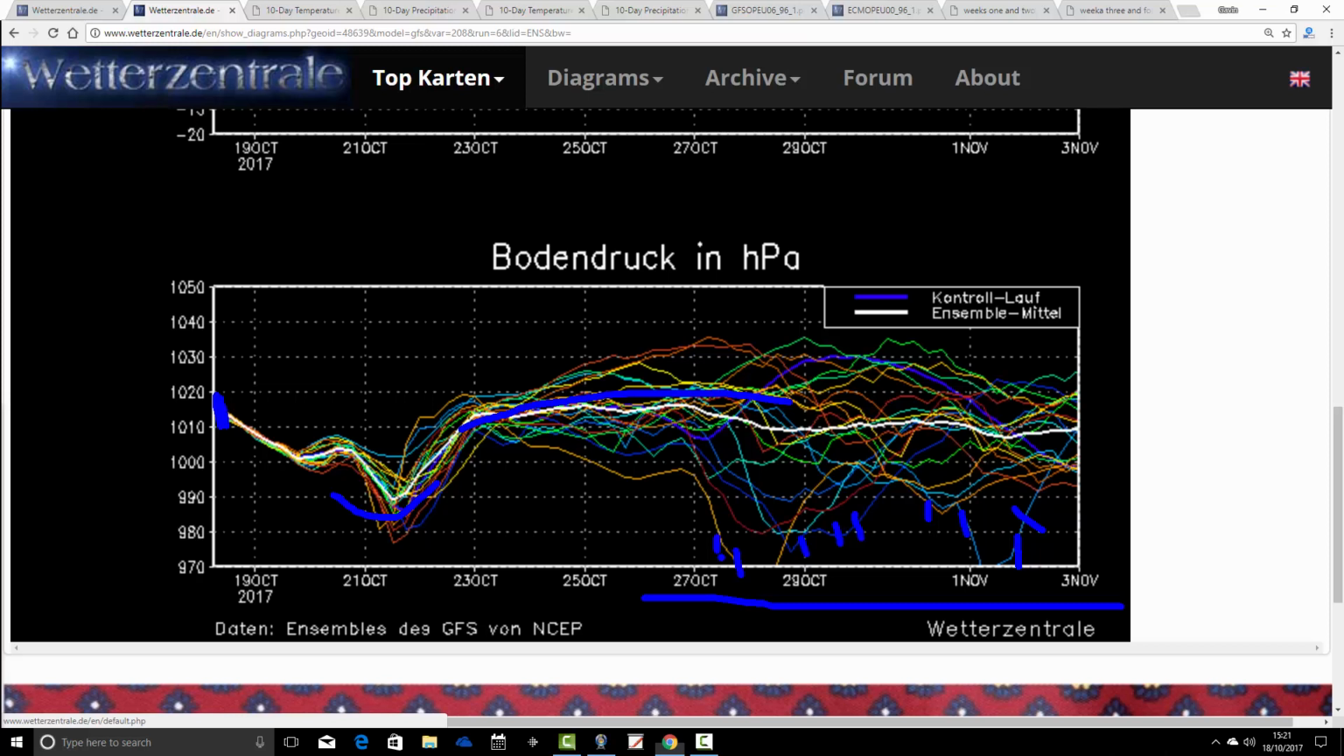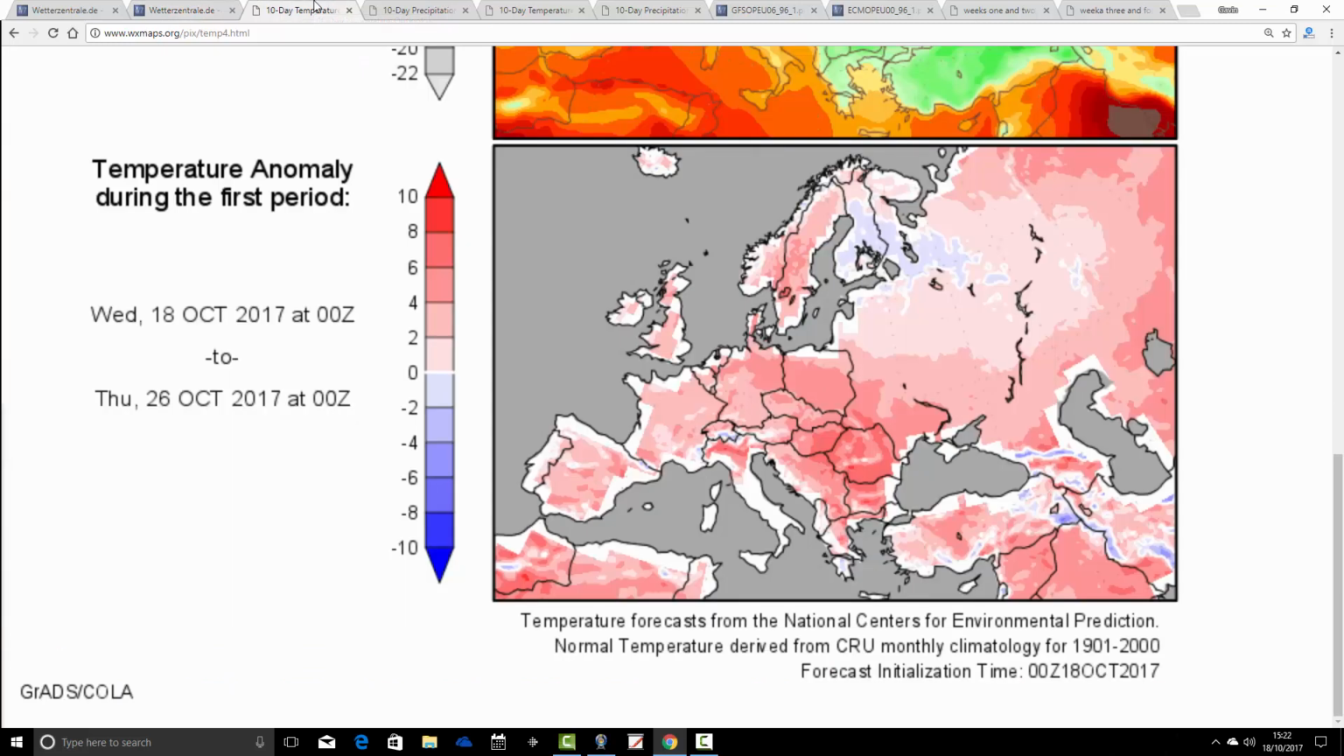So a few ensemble members bringing very low pressure. But most of the ensemble members are actually raising pressure in the final days of October into the start of November. I suspect that is the favoured option, the high pressure to build back in at the end of the month and into the start of November, possibly bringing, particularly at night, some colder, misty, foggy weather perhaps for the end of the month.